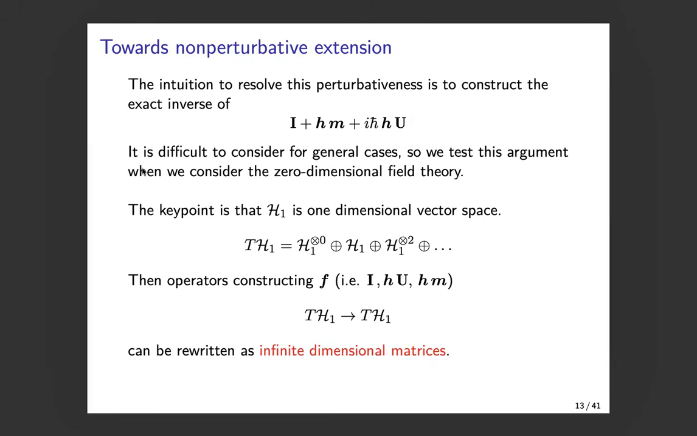Then we consider the space TH1, which is the analog of TH, and we just take H1 tensor 0 plus H1 plus H1 tensor 2 and so on. And then the operators F, I, Hm, and Hu are operators from TH1 to TH1. Since H1 is just a one-dimensional vector space, TH1 to TH1 can be rewritten as infinite dimensional matrices. This is the key point of the extension to the non-perturbative correlation function.